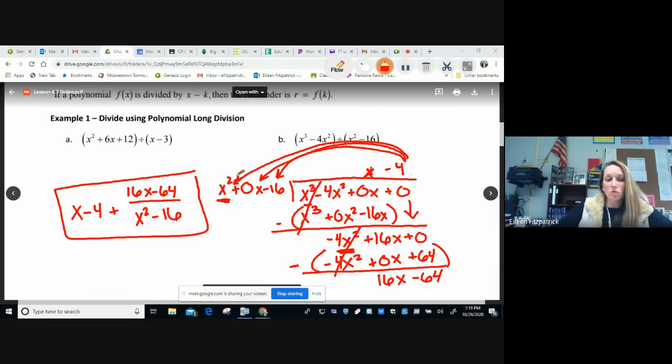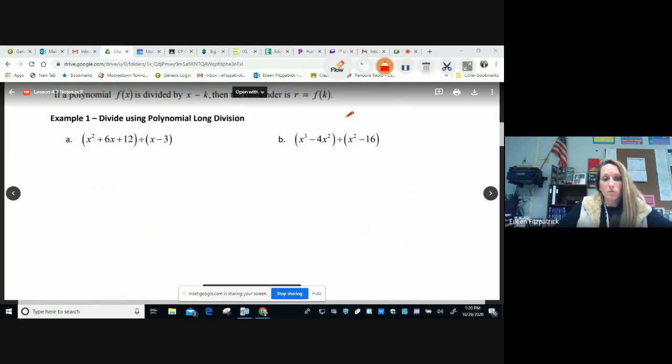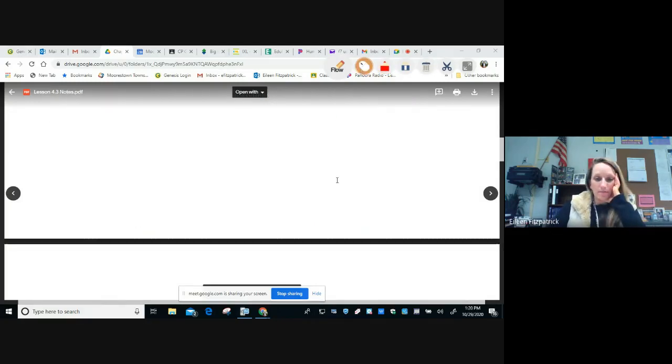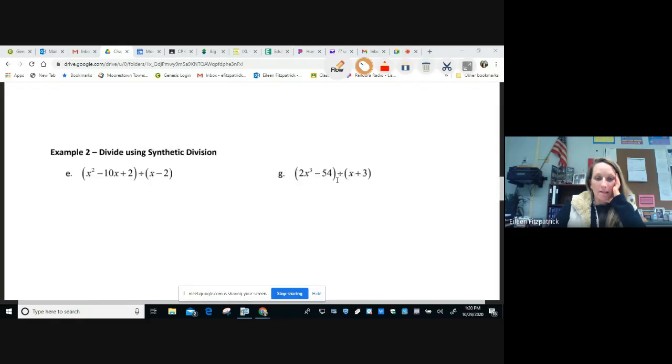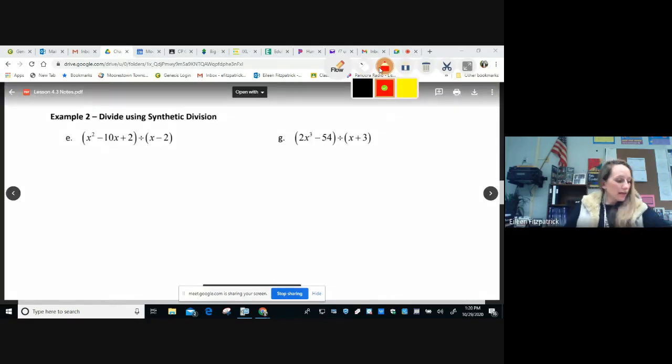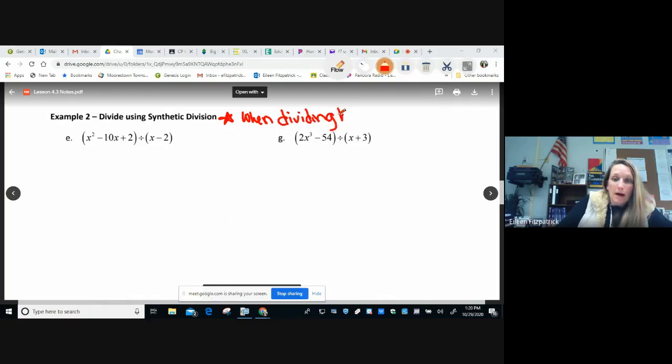Okay. So those are your two long division problems for today. Let's move on to synthetic division. Okay. So we can only use synthetic division when dividing by a binomial in the form x minus k. Okay, so both of these are in the form x minus k.